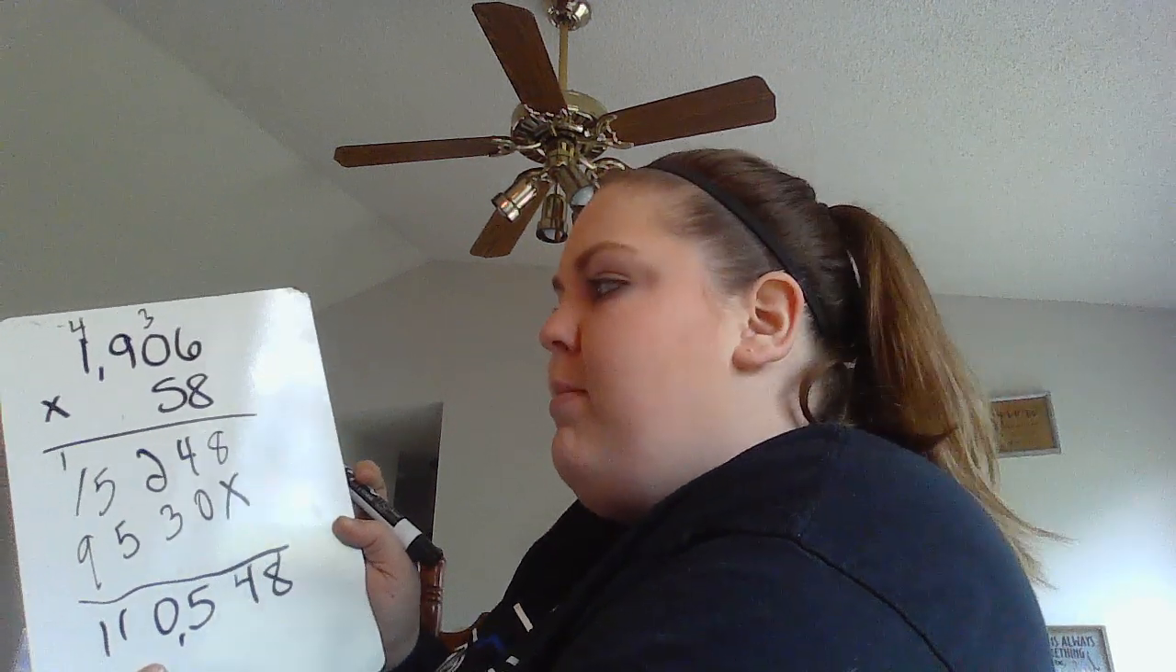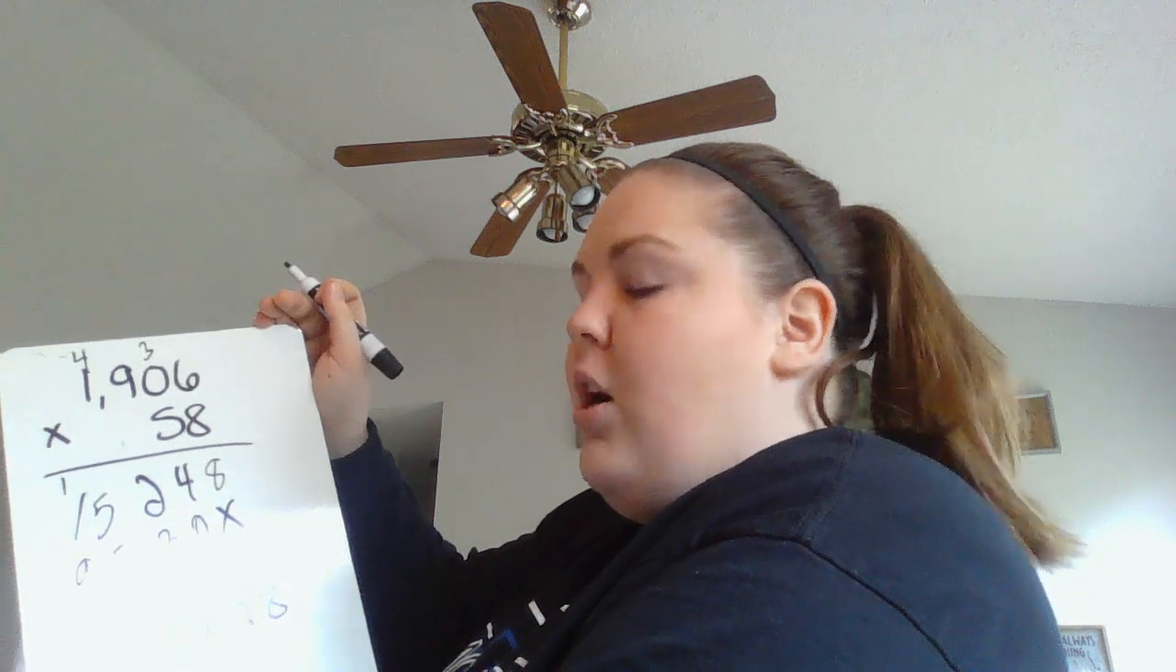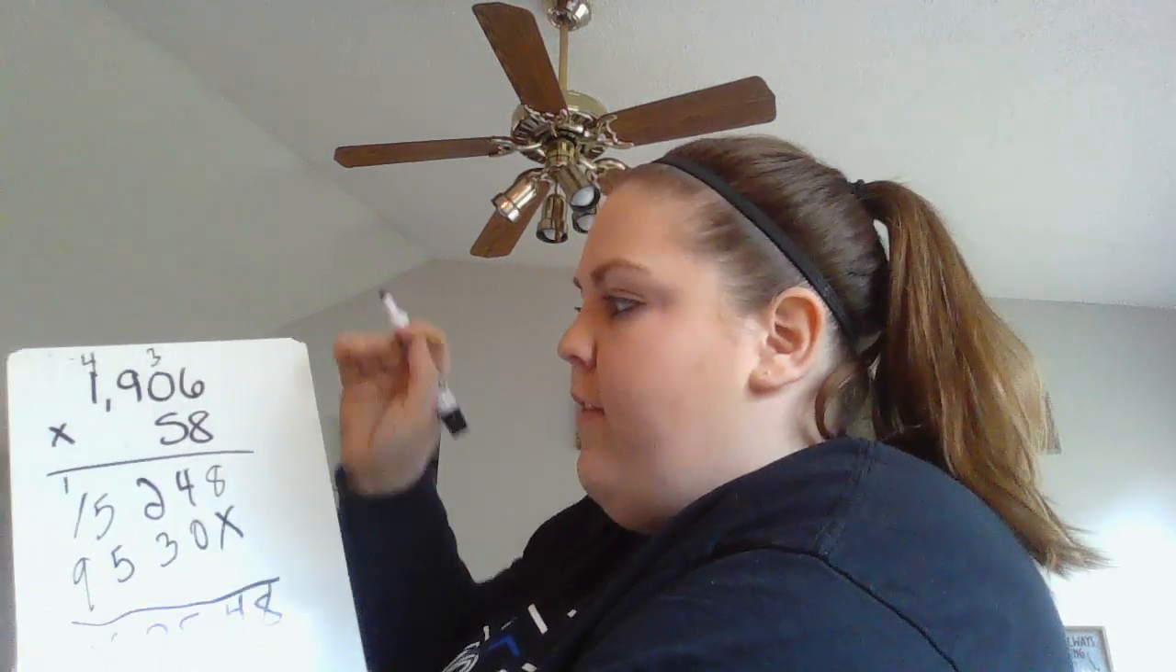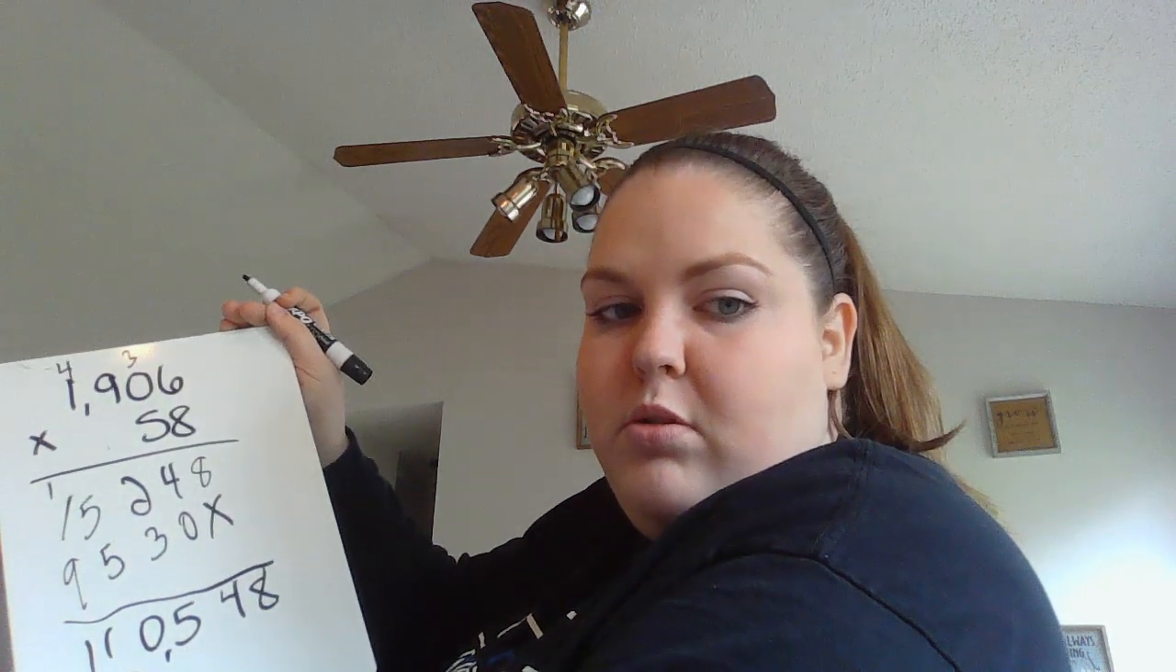110,548. That's going to make sense because I have 2,000 times 60 is 120,000. And if I did 2,000 times 50, I'd have 110,000. And I'm kind of in between those two answers. So it makes sense.